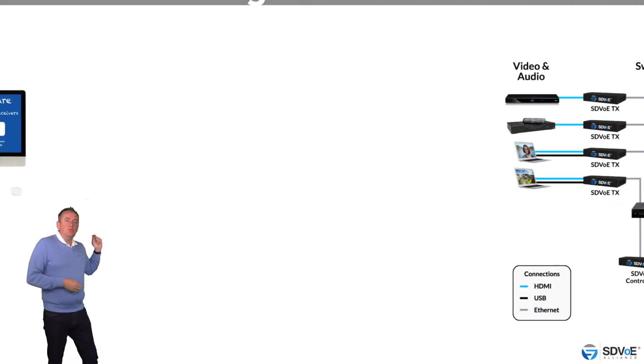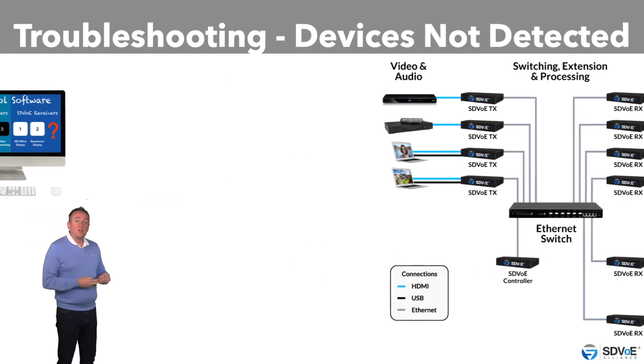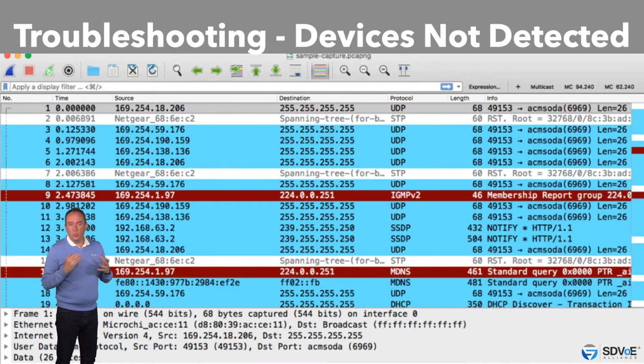The next issue that you might face is devices not being detected on your network. You open the control software after powering everything up, and some devices do not register in the API as expected, which means they aren't showing up on the user interface. Let's head over to our troubleshooting software again to see what's happening.